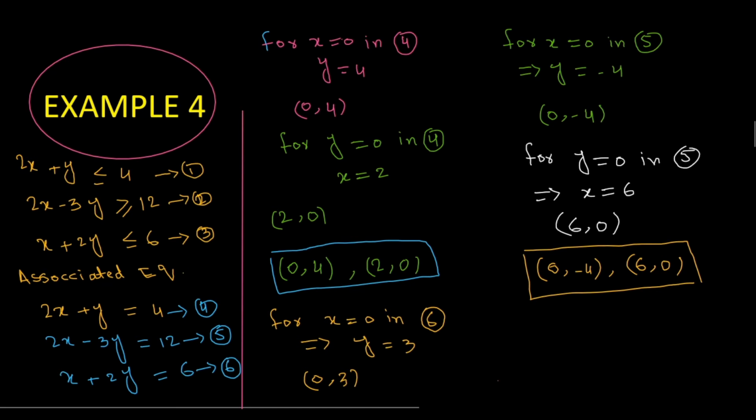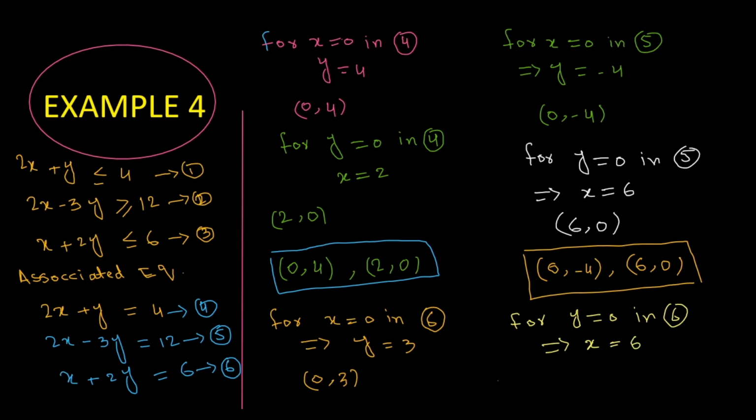Next, for y equal to 0 in equation 6, 2y is 0, so x is equal to 6. So our point is (6, 0). Now these 2 points, (0, 3) and (6, 0), are the points of equation 6.